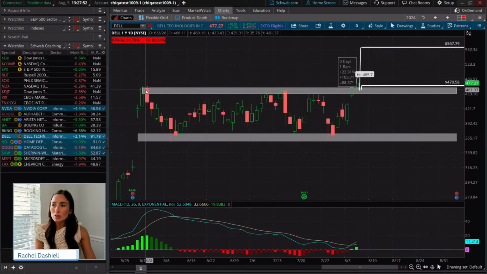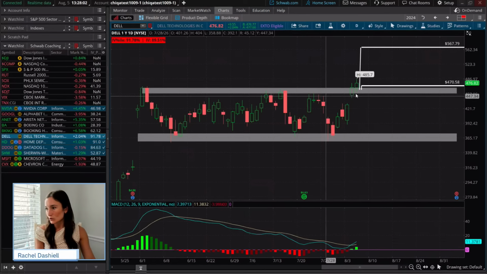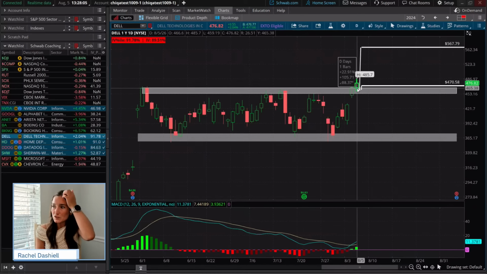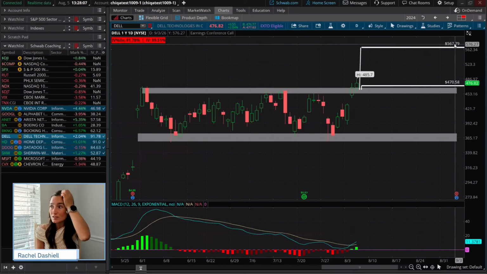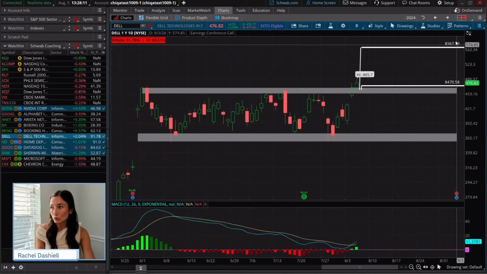It also likes symmetry as far as time. So this was really the start of June when this pattern really started. Now we're getting into the beginning of August. So it took about 2 months for this to break out. So we could say that it could take another 2 months for the price of the stock to reach this point.